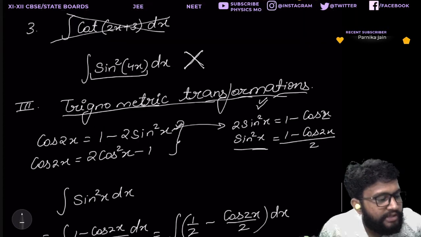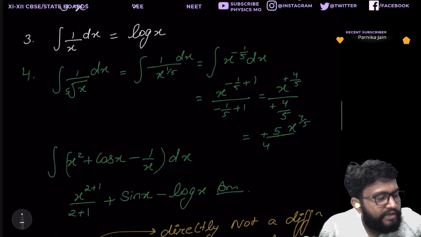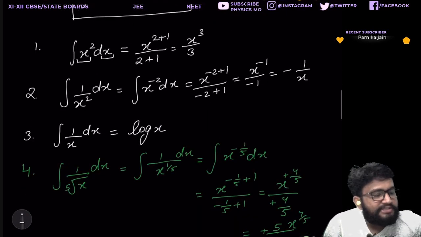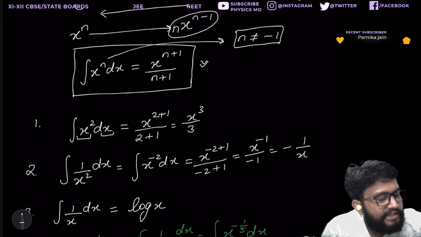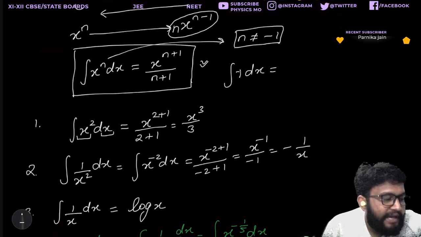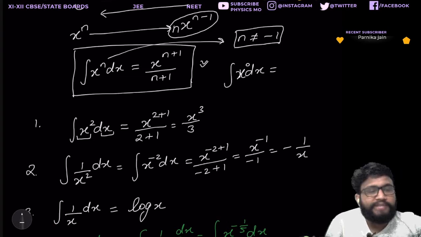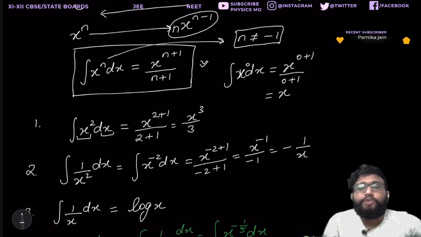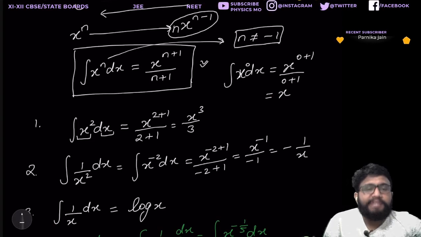Please see one more thing, like we have practiced some questions on the formula x raised to power n. Just think if it was integration of 1 dx. What should it have been? You can write 1 as x raised to power 0 because that means the same. If you integrate this, it will be x raised to power 0 plus 1 upon 0 plus 1, which equals x only. So integration of 1 is basically just x.